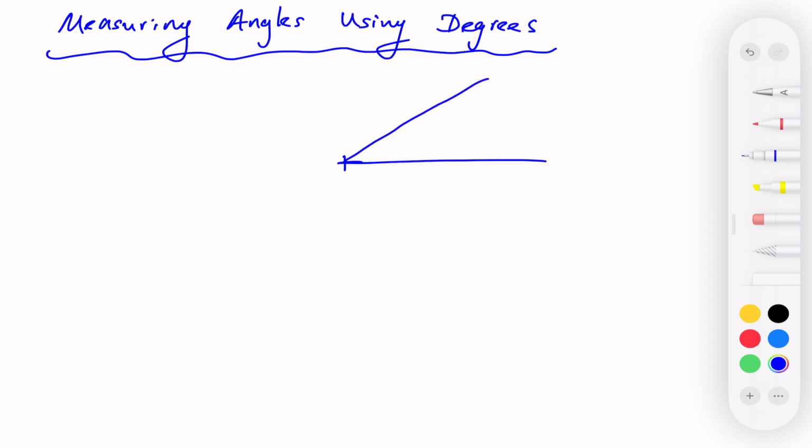Let's say the angle right here is given by angle A. Let me draw another angle like this. Let's label that as angle B. Let's say we have another angle like this, and I'm going to label this as angle C. Let's say the remaining angle is angle D.